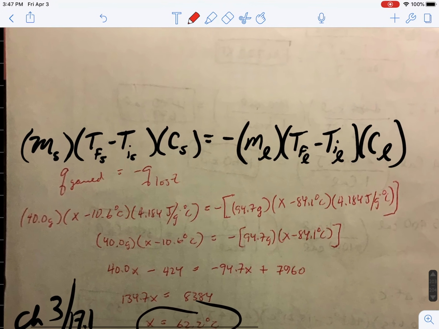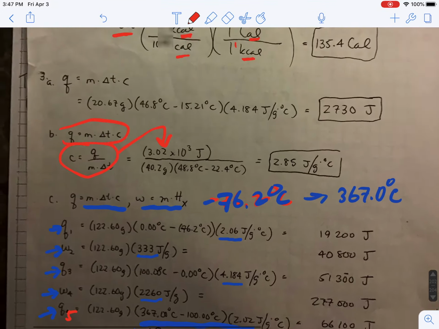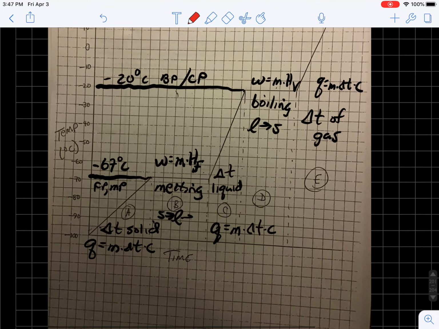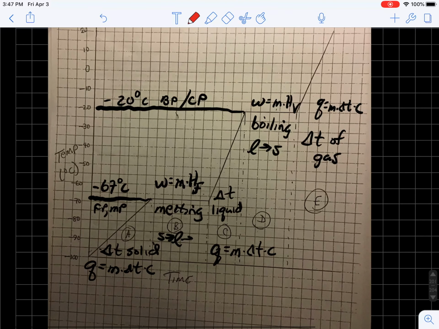And then the essay was make a chart and describe what's going on in all 5 sections of the heating and cooling curve. So this was your heating and cooling curve right here. And each section had to include the phase. So part A, it's solid. Part B, solid to liquid. Part C, liquid. Part D, liquid to solid. Part E, gas. I wrote liquid to solid. Oh my gosh. Liquid to gas when you boil.